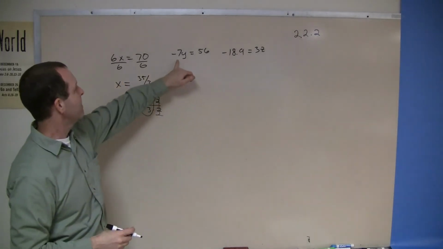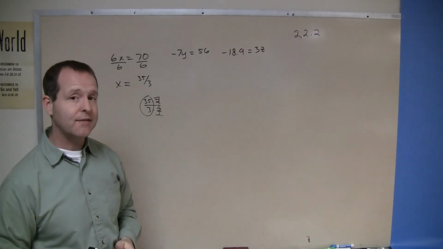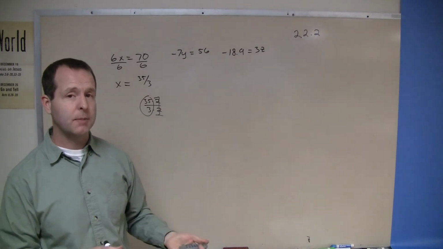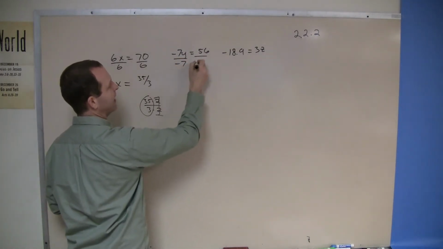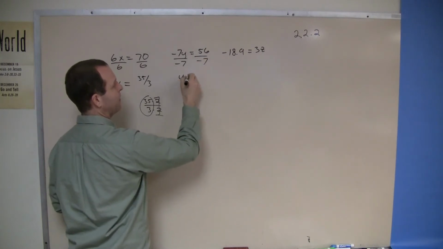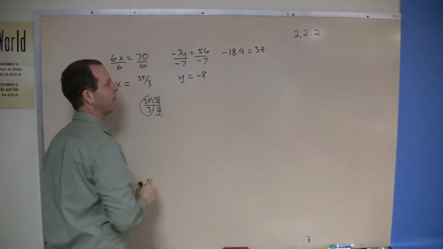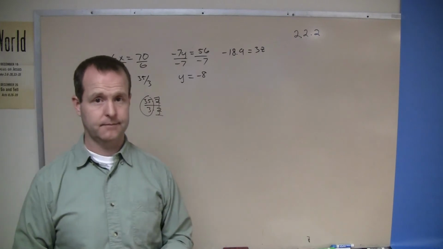The second one, what's getting in the way? A -7. So to undo a multiplication of a -7, we're going to multiply or divide both sides by a -7. So I'm left with y equals a -8.